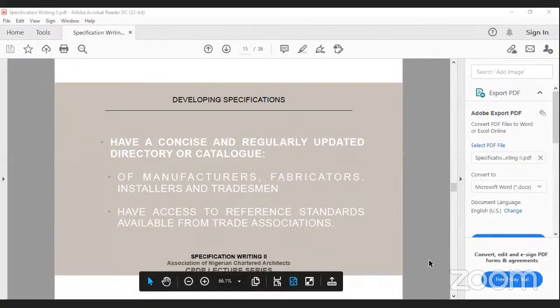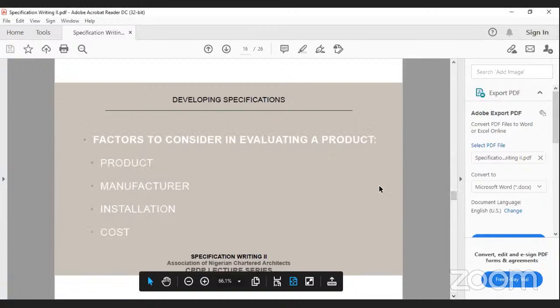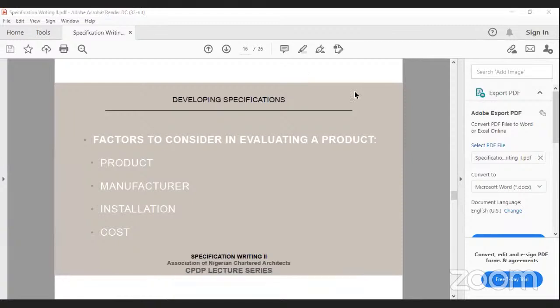So, factors to consider when you're evaluating a product. Number one, you must determine whether the product is appropriate for the project in all respects. It goes beyond aesthetics. It also talks about functionality. You must determine its physical limitations. You must determine compatibility with other products to be used. You must confirm that the product is readily available and to what extent it is warranted. You also want to confirm the product's life expectancy and its maintenance requirement.